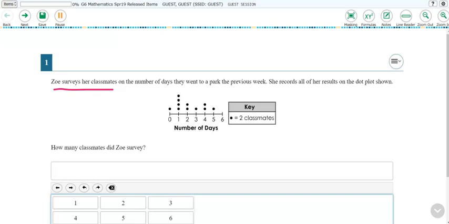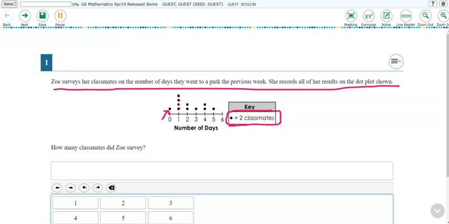So it says Zoe surveys her classmates on the number of days they went to a park in the previous week. She recorded all of the results on the dot plot. So 0 number of days, 1 number of days, 2, 3, 4, 5, and 6. All right, so no one went 6 days, I guess. And then the key here says that each dot means 2 classmates. So if you look at 0, that would be 1 dot, which means that's 2 classmates. If you look at number 1, there's 1, 2, 3, 4 dots. So 4 times 2 is 8.